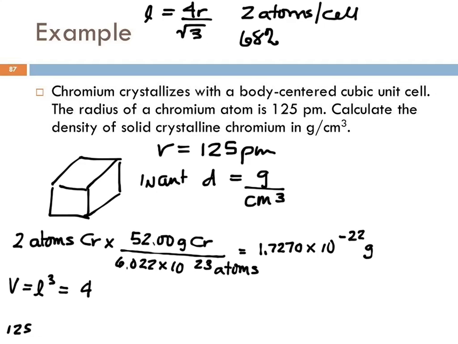What I'm going to do is, instead of pico, I'm going to write what pico means. Do you remember what pico means? 10 to the negative 12 meters. And then I'm going to divide by meters and multiply by centimeters to get centimeters. What does centi mean? 10 to the negative 2.